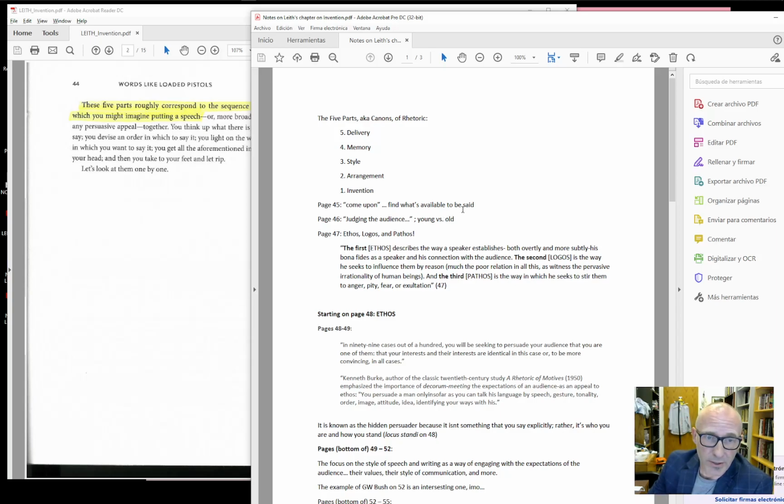From there, on page 47, Leith introduces the three modes of appeal, which are so important and talked about in so many courses when we talk about rhetoric, which is ethos, pathos, or he puts them in the order of ethos, logos, and pathos.